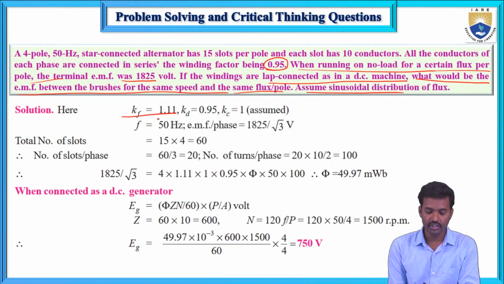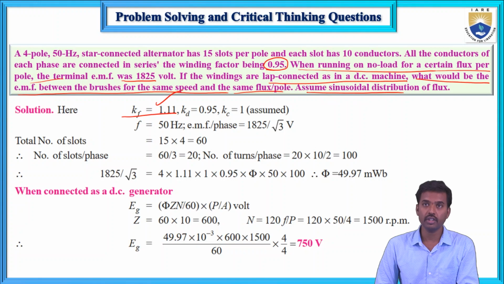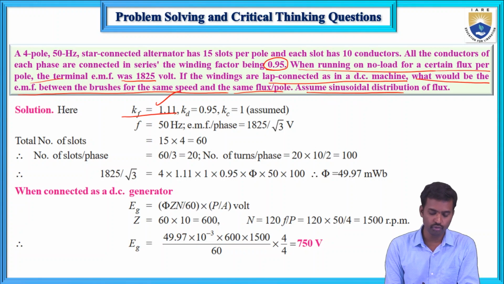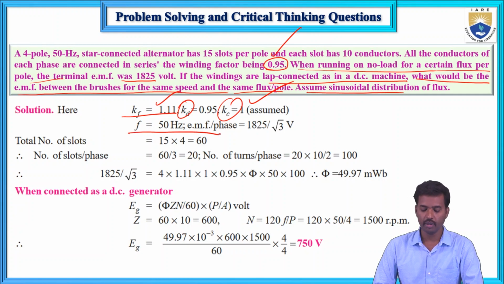Here KF is the form factor. Sinusoidal means the form factor equals 1.11 and KD equals 0.95. KC equals 1 for full pitch winding, and frequency equals 50 Hz, and the EMF per phase is 1825 by root 3.